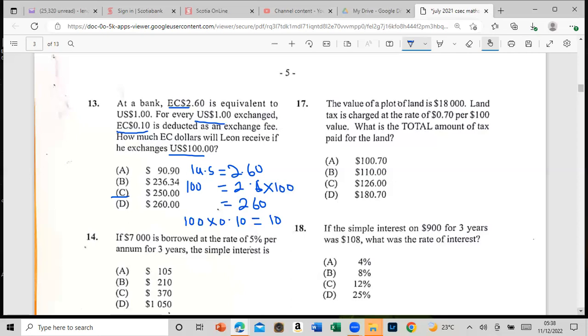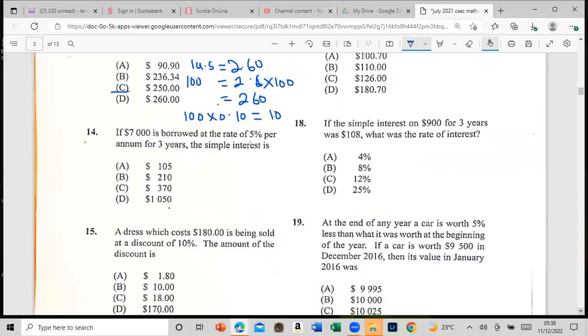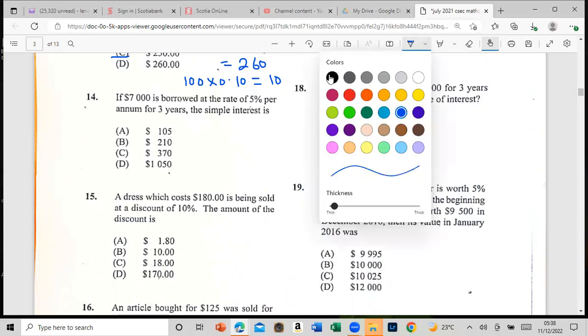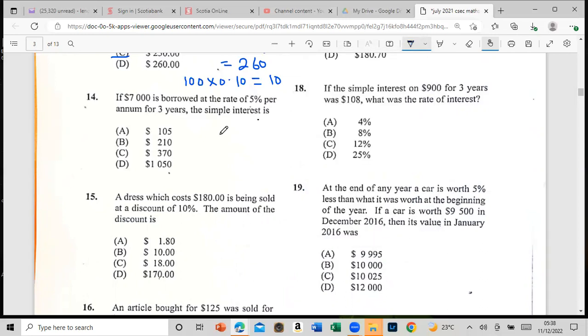Number 7. If $7,000 is borrowed at a rate of 5% per annum for 3 years, the simple interest is... So we have to work that out. We can work with black. My computer is a bit laggy.